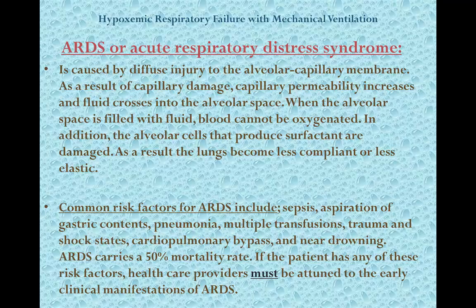And when there is fluid in the alveolar space, then oxygen cannot diffuse across the membrane. In other words, oxygen molecules can't swim through that water and then jump into the blood. So that's why this patient has refractory hypoxemia, that they just simply cannot oxygenate themselves.